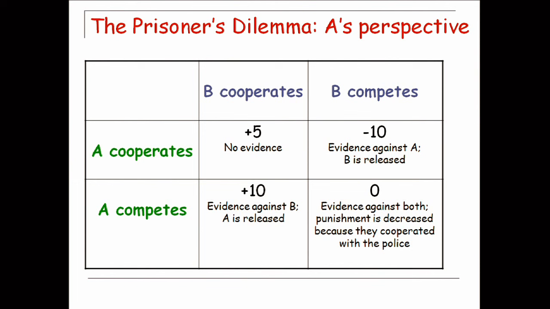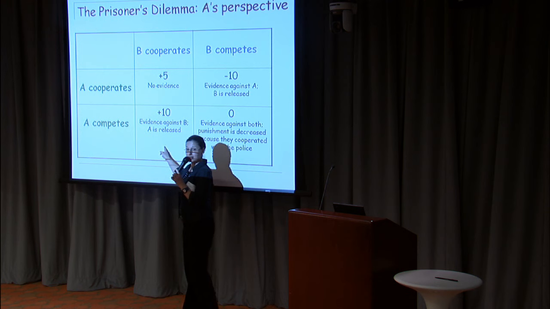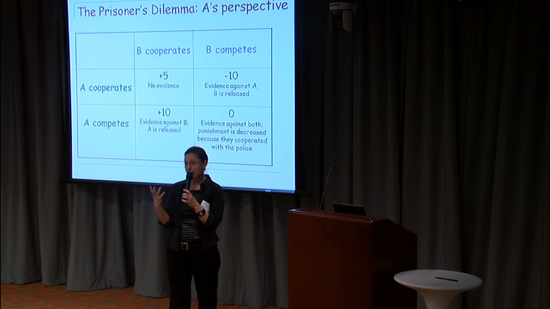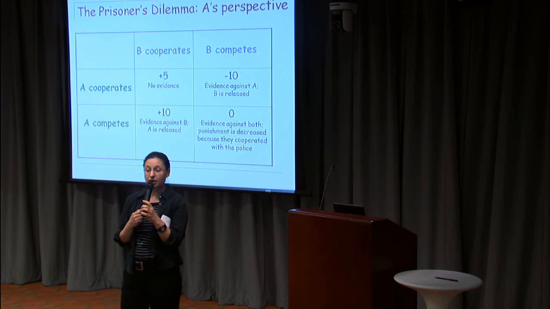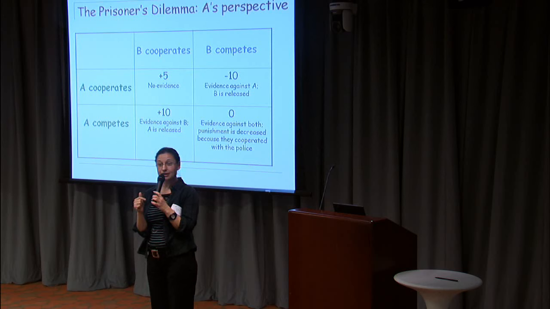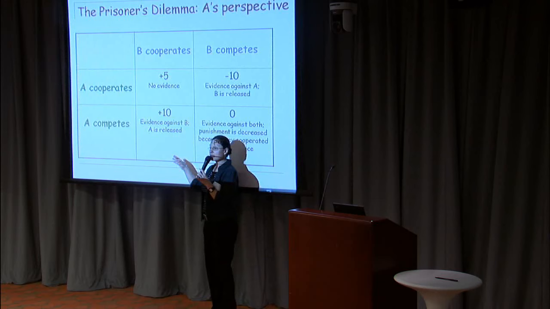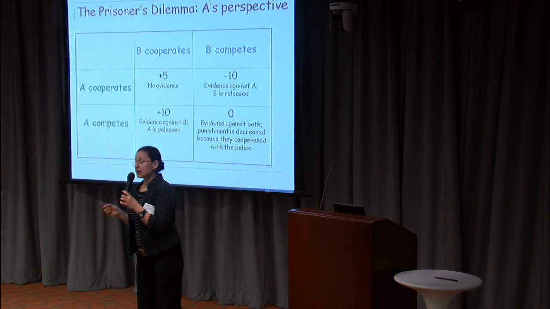So let's start with this cell. Okay? A competes. B cooperates. It means that A provides to the police evidence against B. So now the police has some evidence against B. B will go to jail and A will be released because the police doesn't have any evidence against him or her, because B cooperated with A. Okay? It's clear? So this is a very good situation for A: A competes, B cooperates, A gets the best results.